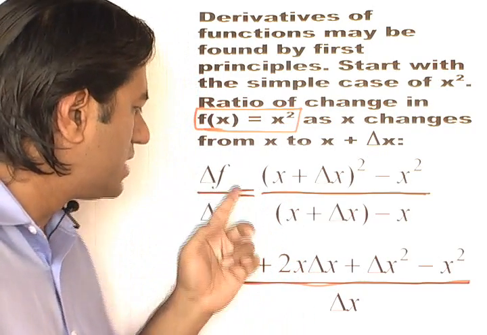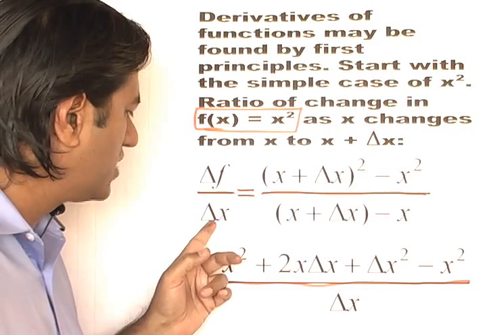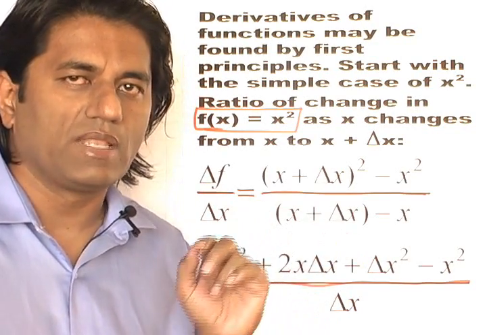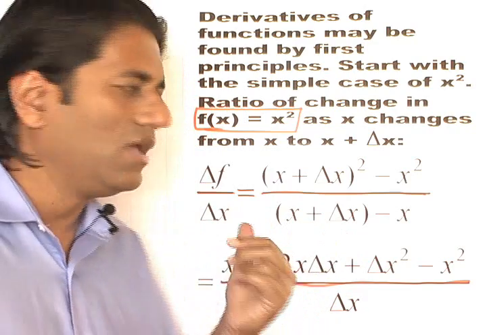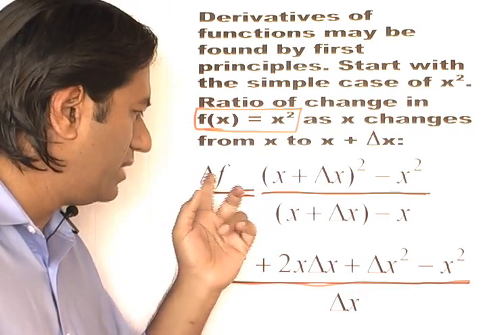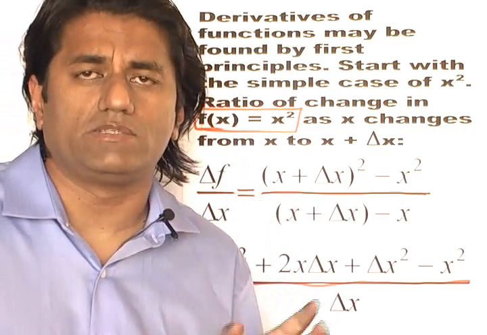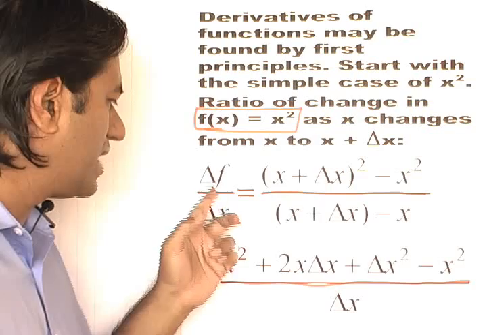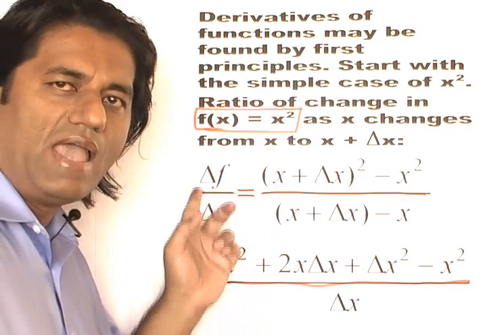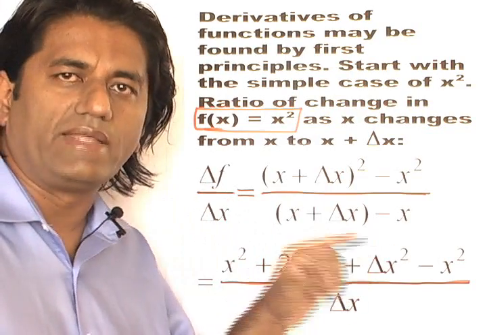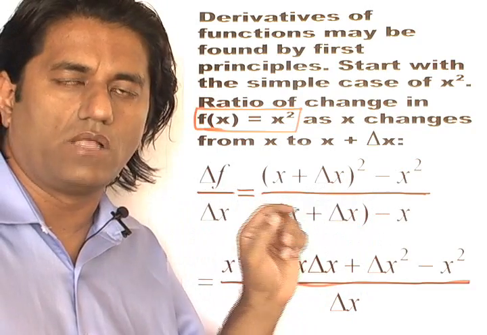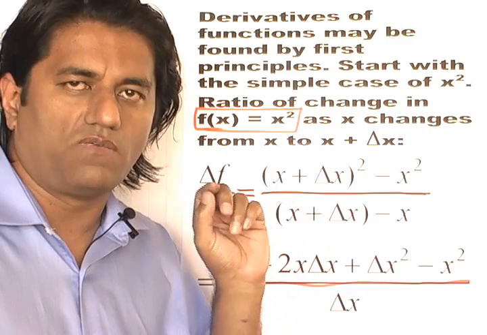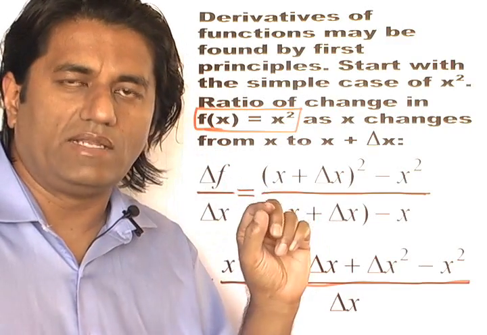Now this change in function f by change in x is not yet the derivative. The derivative actually by definition is when these two changes are infinitely small. Okay, so the derivative is defined as delta f by delta x as delta x tends to 0, and that's a concept in calculus, that of infinitely small changes.